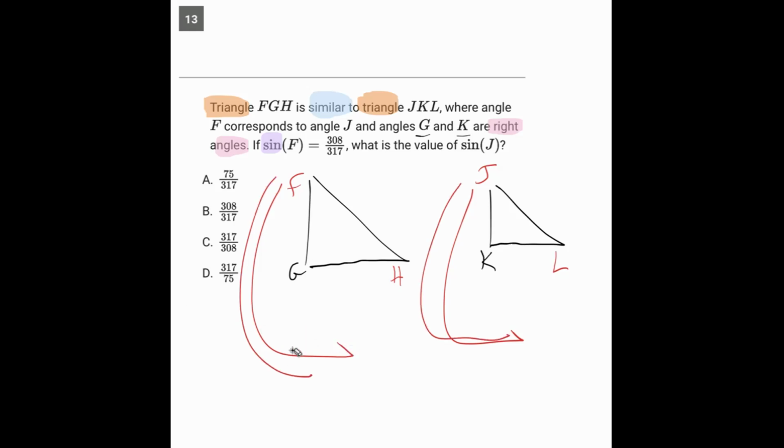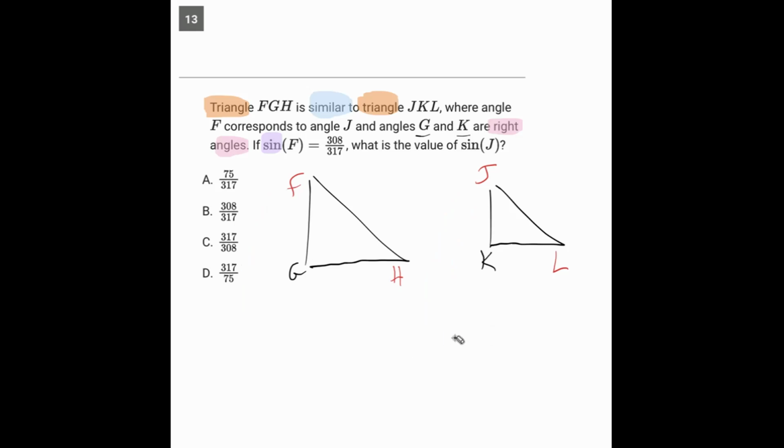And of course, the order doesn't matter too much other than to say that they have to match each other. Even though here they go out of their way to tell you which ones correspond, we should kind of know that already. Now we're hearing that the sine of angle F is 308 over 317.